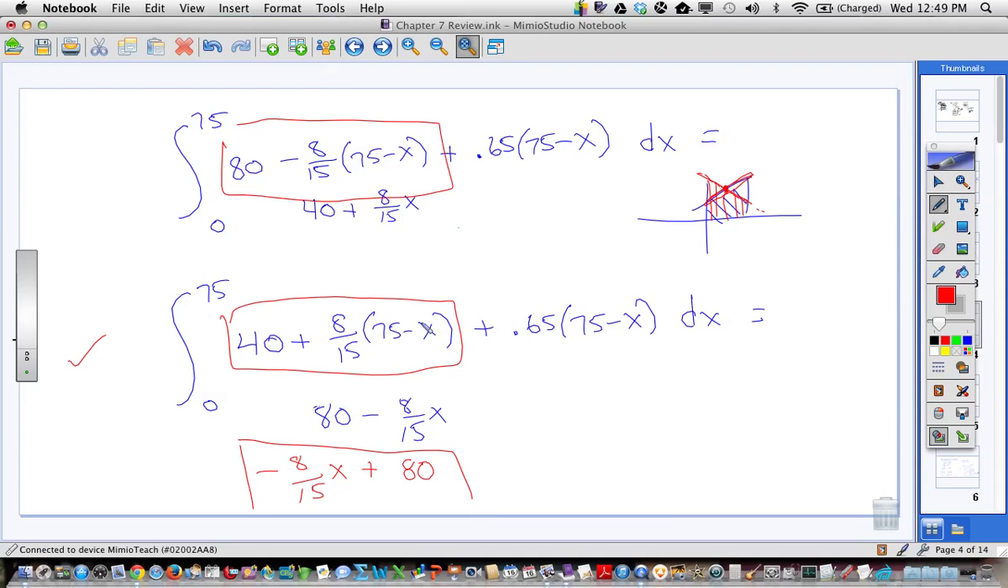Otherwise, if you're going to do it as the 75 minus x, I would make it positive because it'll end up negative when you distribute. That would be the best way. So I'm not promising it would work all the time, but it sure seems like it might.